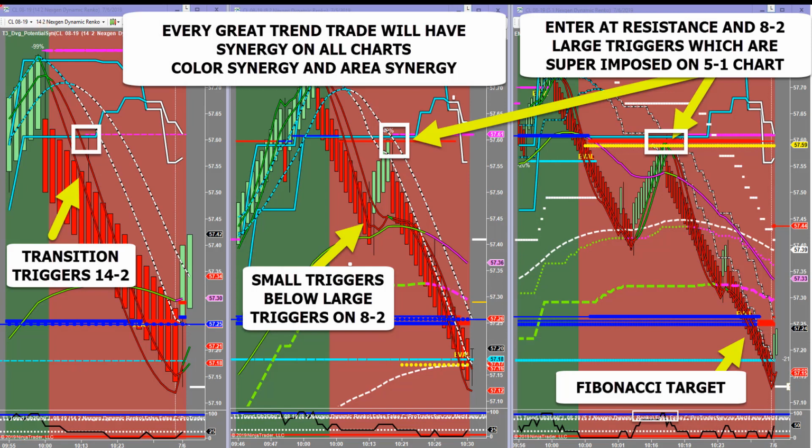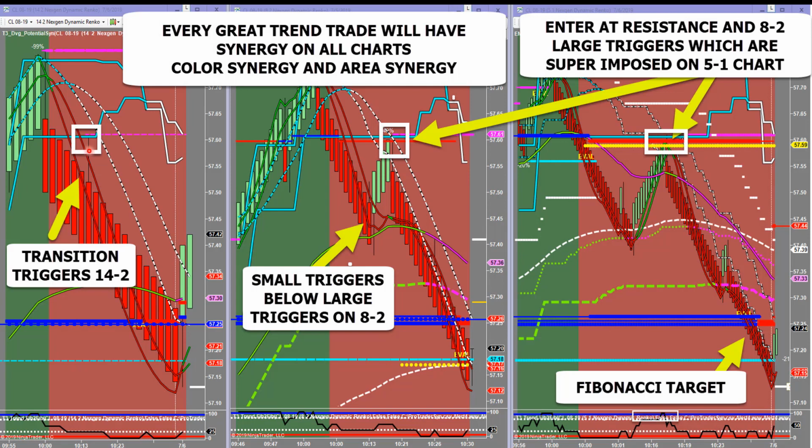So again, every great trade that you do will have synergy. You will have the correct look on your 14-2 chart triggers. You will have triggers below on your 8-2 chart. You will have large triggers helping the Fibonacci area on your 8-2 chart, which you also have the same large trigger from the 8-2 chart superimposed on your 5-1 chart. So this large trigger is the same as this trigger. This fib is the same as that fib. So when you get this look, this trigger, and these fibs, you're going to be going short right there. And you're going to be getting out when it gets down to support.